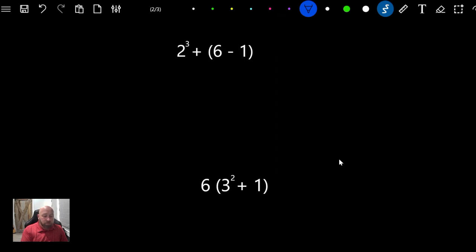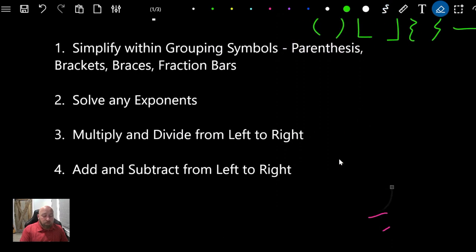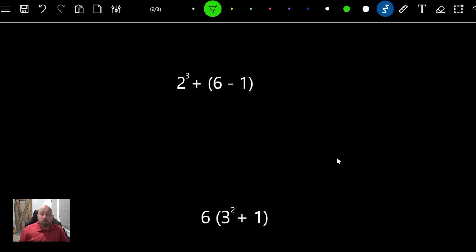All right, so the next one here, we want to look at this question, and we want to say, okay, order of operation tells me to do exponents first, right? No. Order of operation tells me to do my groupings first. So you want to go ahead and you want to do the parentheses, brackets, braces, fraction bar. So that's the first thing here. So I'm going to do the parentheses. I'm going to solve within the parentheses. So I have 2 with the 3 exponent cubed plus, and then I'm going to have 6 minus 1, and that's going to be 5.